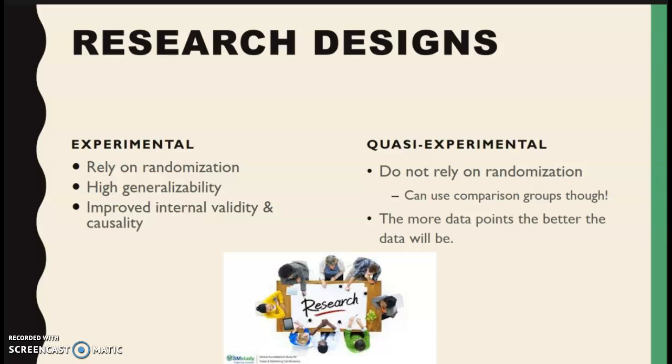We can compare groups, right? So this is a typical design that we see as a waitlist control, where you can only serve 10 people in your program at a time, but people who are on a wait list will also take the surveys or the measure. And then they will move into the treatment group when their turn on the wait list is up. So we can do some things to improve the scientific rigor of these quasi-experimental designs, because generally speaking, the more data points, the better the data will be.